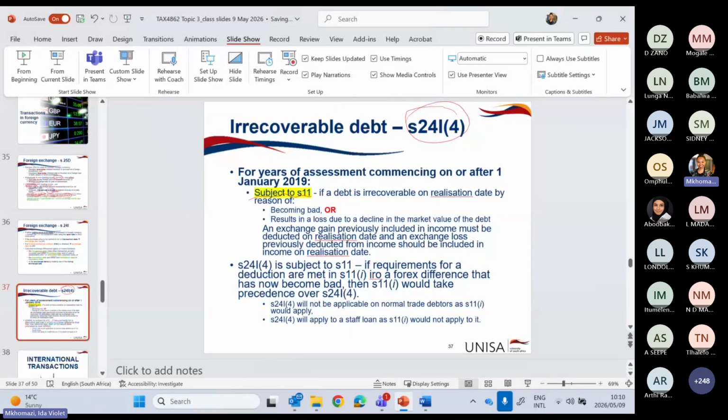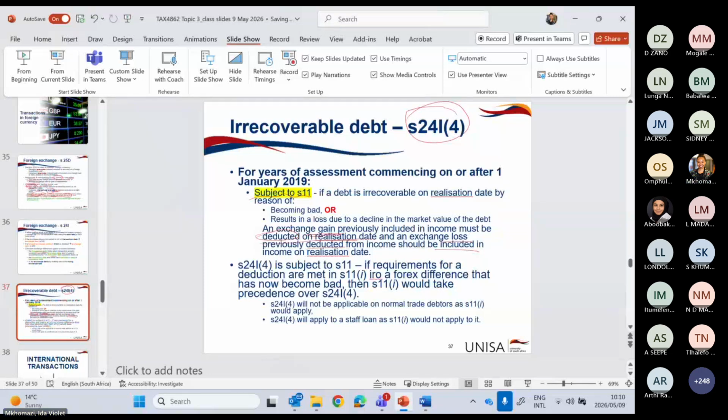And 24I4 says that, subject to Section 11, if you have a bad debt that relates to an exchange item, then any amount of foreign exchange gain that you had previously included in income, you need to reverse it or deduct it on the realization date. Similarly, with the opposite, if you have a foreign loss that you previously deducted, then you need to add it back, right?